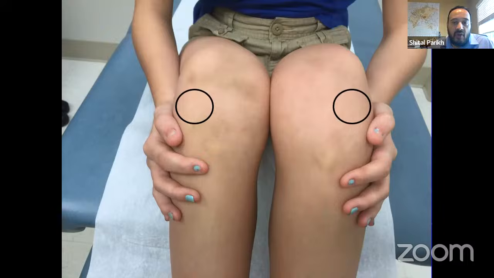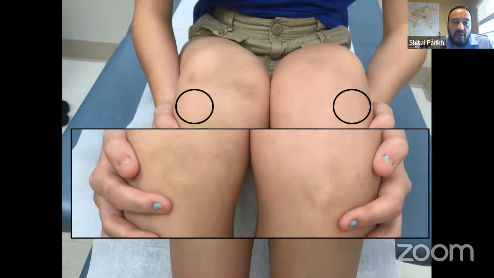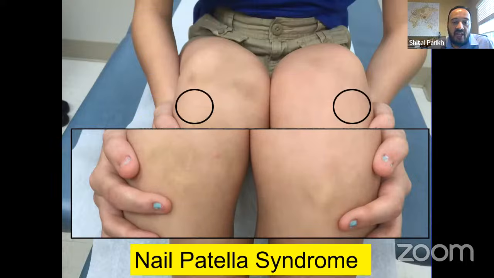This is an example of a syndromic patient. Both the patellae are well outside of the trochlea, but it's important to look at the nails. If the nails are dysplastic in a patient with bilateral dislocation of the patella, then it's nail patella syndrome.